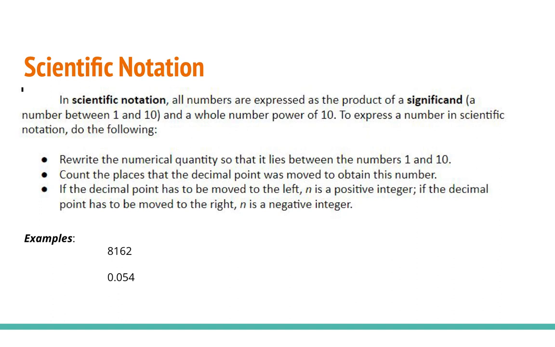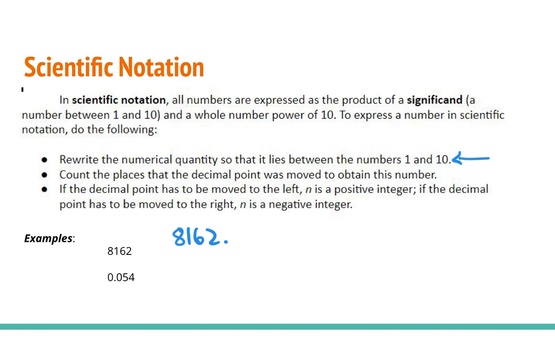So now let's look at the opposite. I have a number in ordinary notation, and I need to write that number in scientific notation. So rewrite the numerical quantity so it lies between the numbers 1 and 10. Remember that the significand can only be between 1 and 10. To do this, you would count the places that the decimal was moved to obtain this number. So our first example down at the bottom would have a decimal point, even though it is not there, at the end of the number.